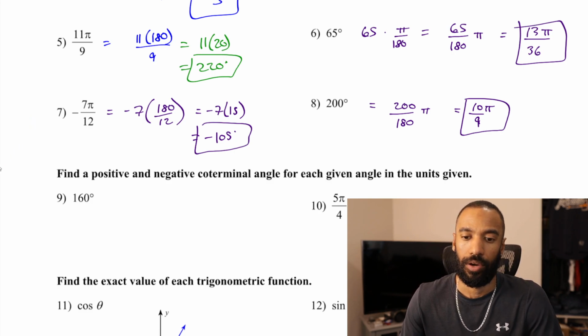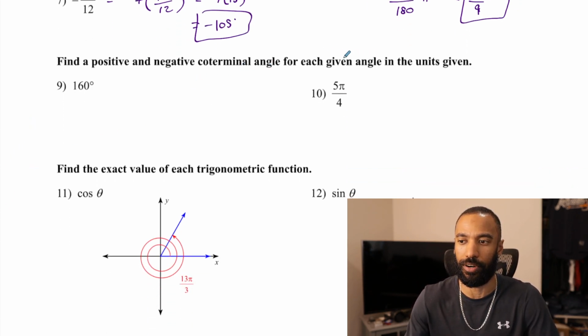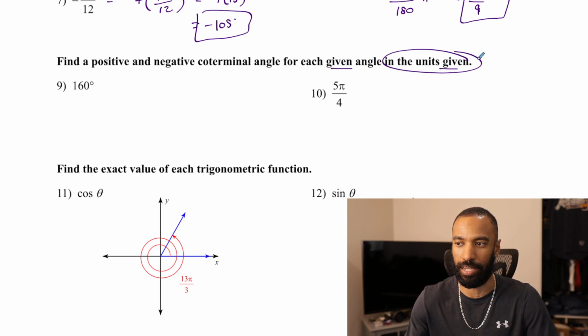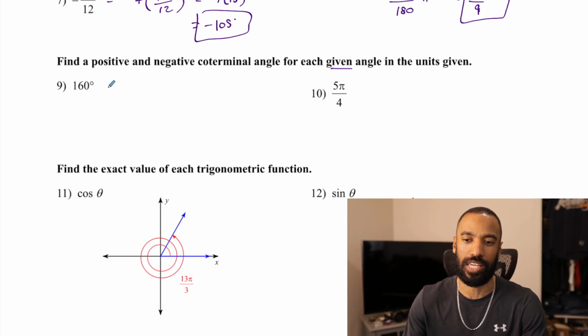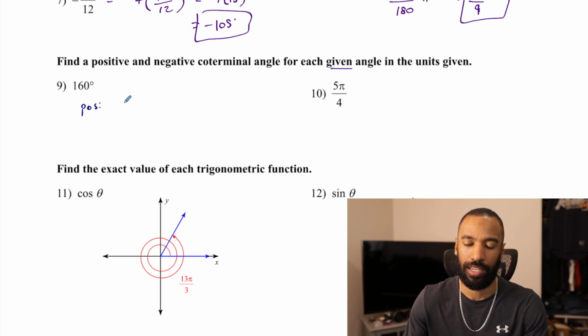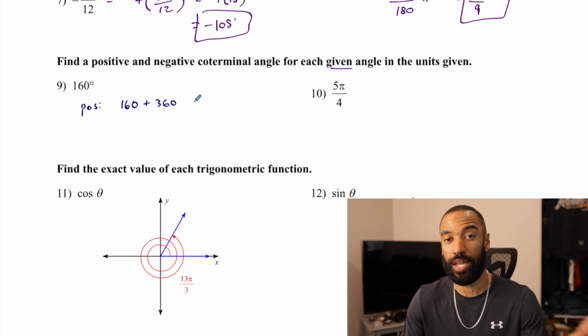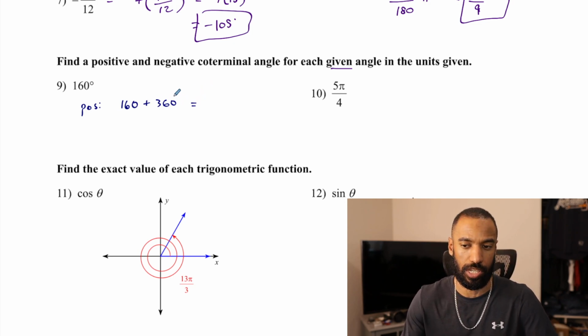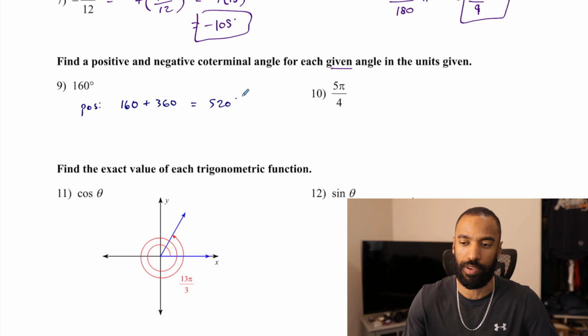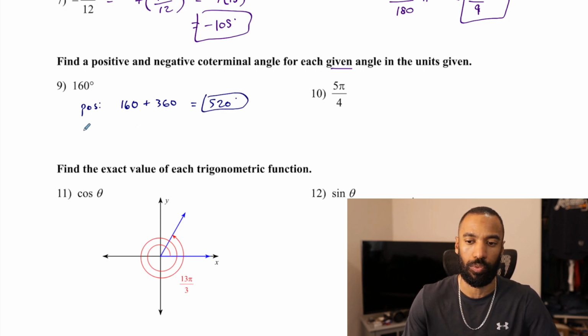Okay, find a positive and negative coterminal angle for each given angle in the units given. That part's my typing, so having given twice, I don't like that. All right, 160. We can find a positive coterminal angle by adding 360 to 160. Coterminal angles are a full revolution around. You could add another 360 to make 720, to add 1080, to add 1440, add 1800. You can keep adding 360, but you just need to find a single one. This one's 520 degrees. It is coterminal with 160.